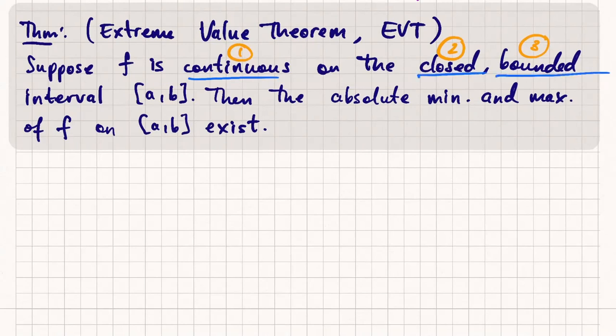So a big issue that we're going to have to deal with is how do we even know the min and max exist in the first place? But for now, we won't have to do that. So let's look at one example. What happens if f is not continuous?